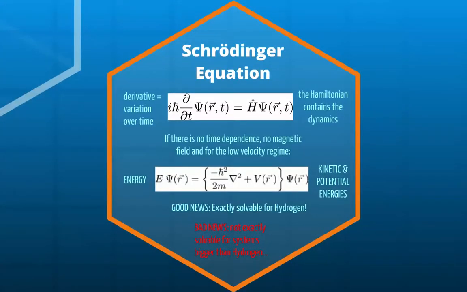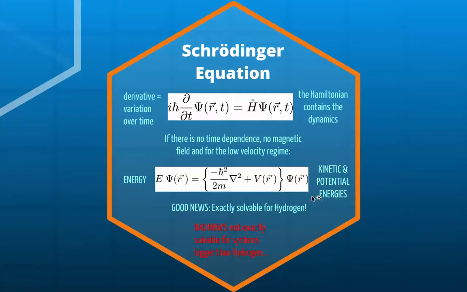Schrödinger equation. This is the main point of quantum mechanics. It's an equation which links the variation over time of the state of our quantum system to the dynamics of our system, which is contained in the Hamiltonian here. If there is no time dependency, no magnetic field, and for the low velocity regime, we obtain the simplified version of this equation, where on the left side we have the total energy, and here we have the kinetic energy and the potential energies.